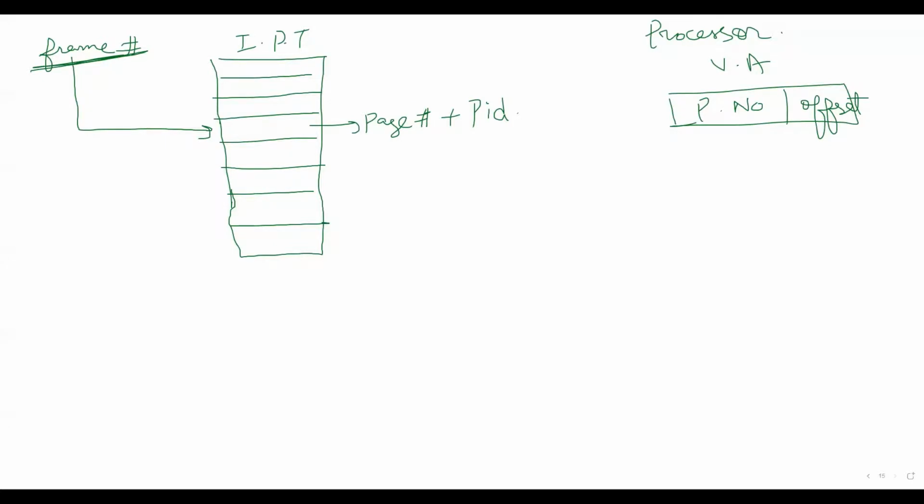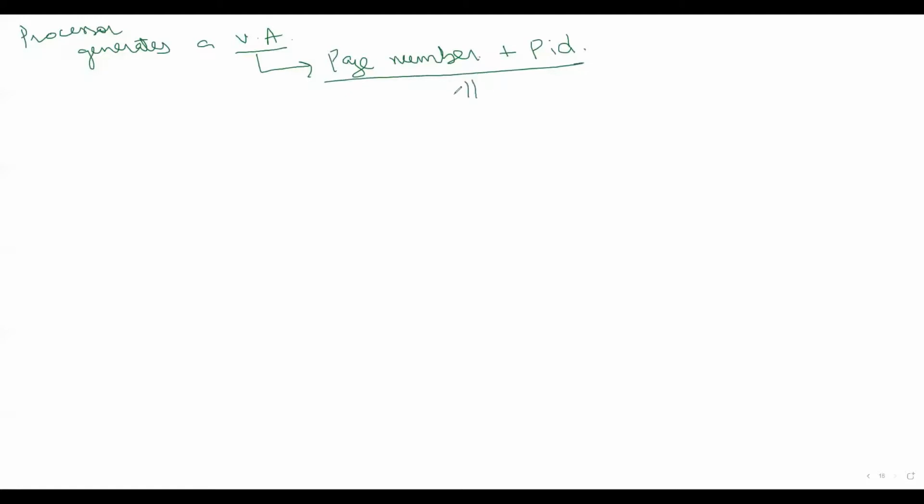So what is happening in the process? When my processor generates a virtual address, from this virtual address we will get the page number. We will combine this page number with the process ID. Then we will get the hash of the page number and process ID. This hash value is used to index a table.